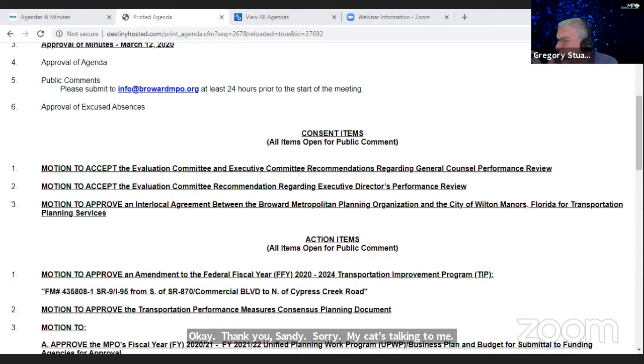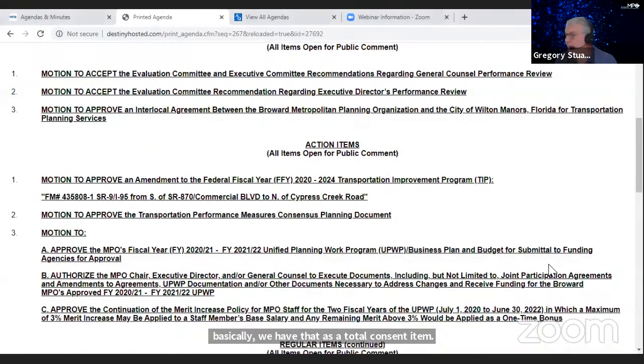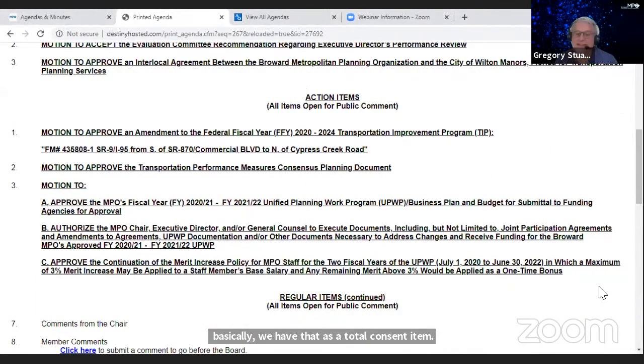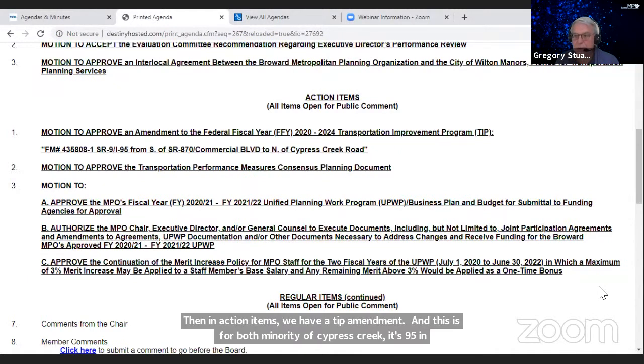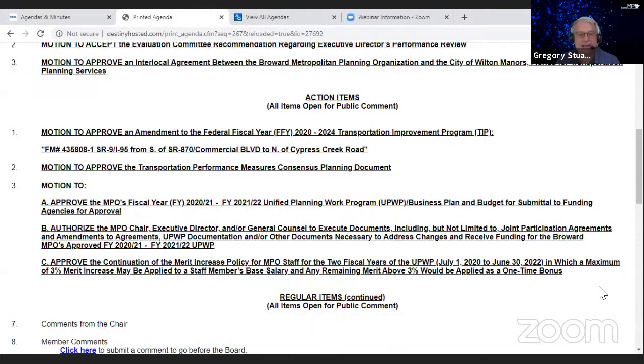So Mayor Flippin, before he passed away, this is probably one of the last documents that he signed. So we have that as a final consent item with Wilton Manors. Then in action items, we have a TIP amendment, and this is for Commercial Boulevard north of Cypress Creek. It's the 95 improvements. This ties to the mobility hub that ties to our Tri-Rail station where our office building is located. So it's improvements to the roadway on the west side of the building that ties to the Tri-Rail station, as well as the roadway in front of our building that ties over to the park and ride lot at 95 by Cypress Creek. And then it also ties into improvements on Cypress Creek Boulevard.